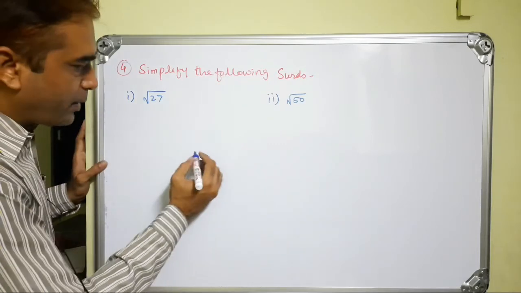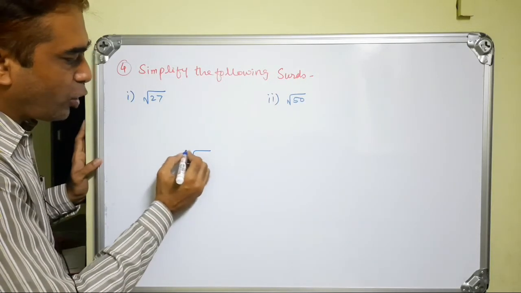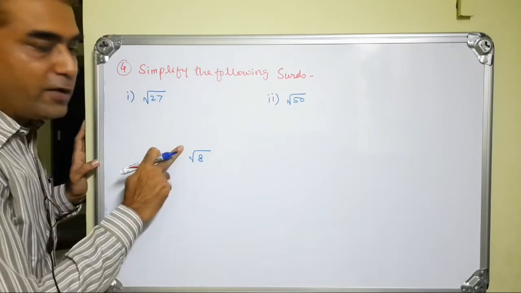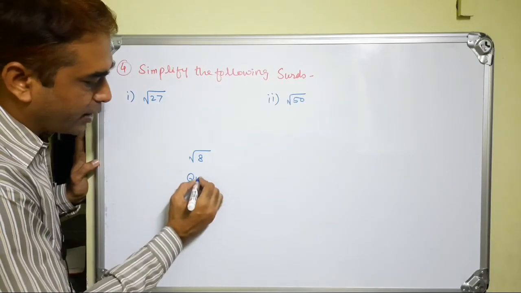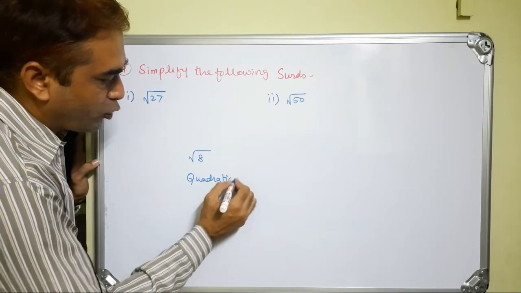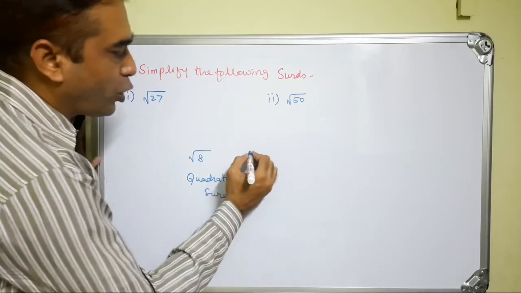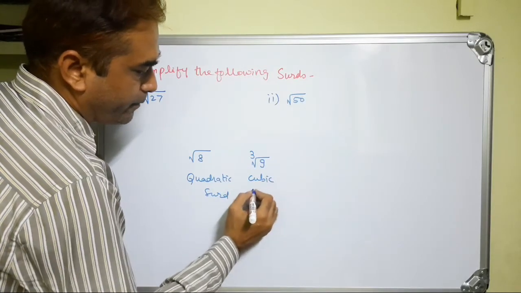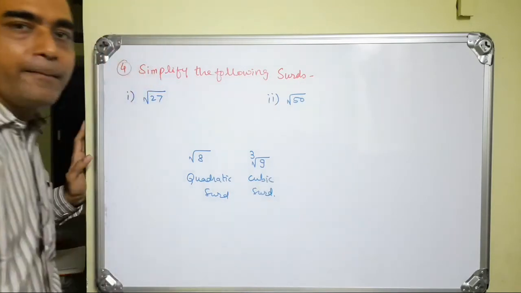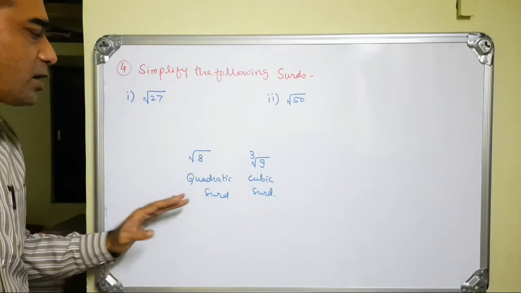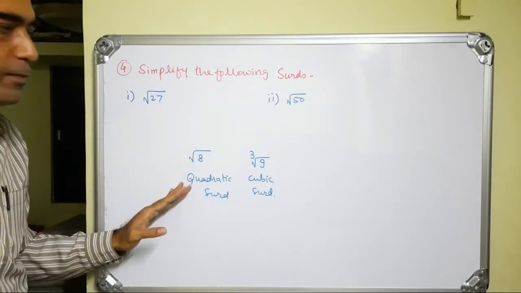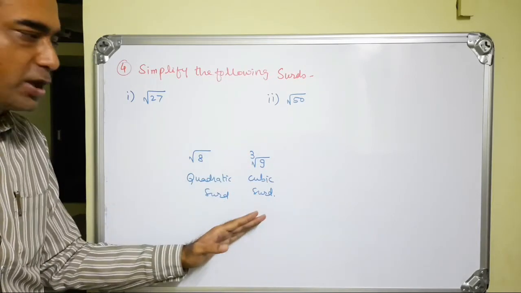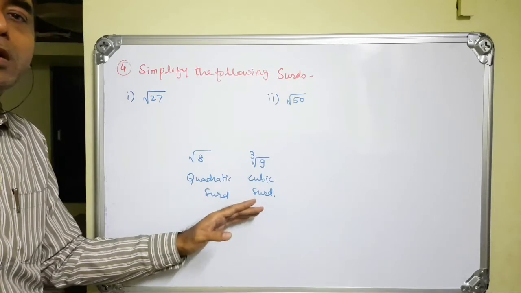First, let me tell you one thing: the surd with order 2, suppose the square root of 8, the surd with order 2 is called a quadratic surd. And the surd with order 3, for example the cube root of 9, this is called a cubic surd. Now in this chapter the questions are related to only quadratic surd. The questions are not related to cubic surd. This is not considered in this chapter and standard 9th. In standard 9th, this will be considered in standard 10th.